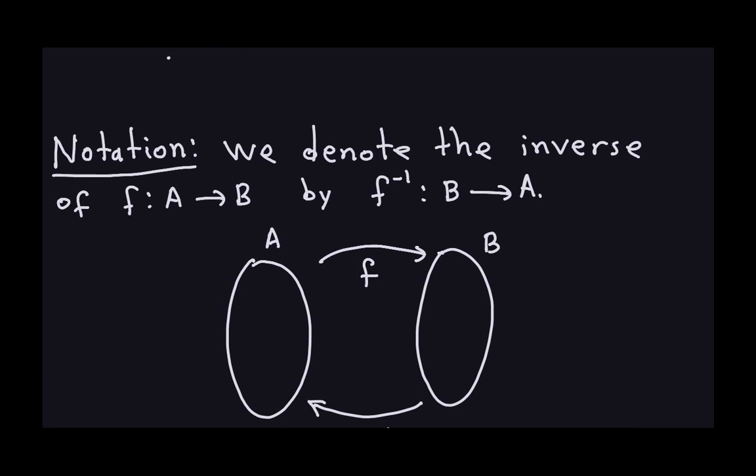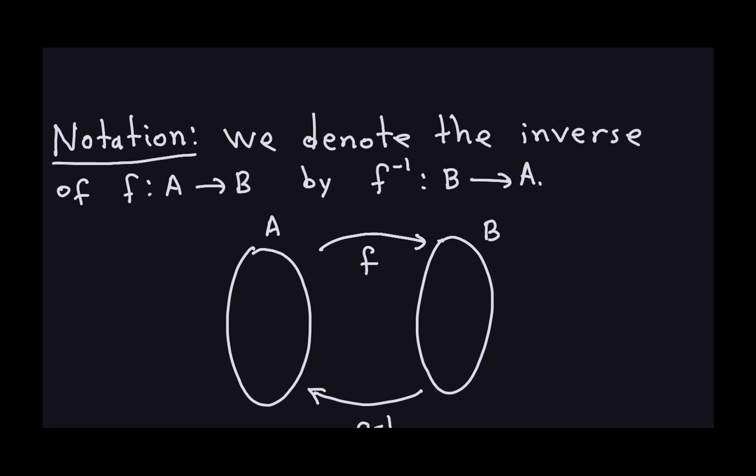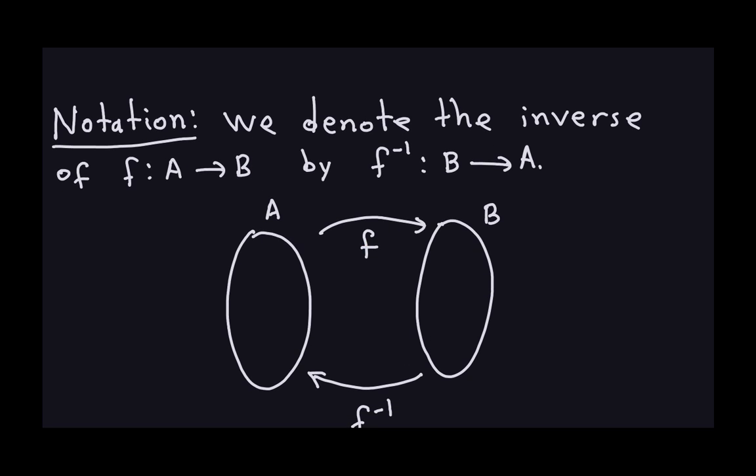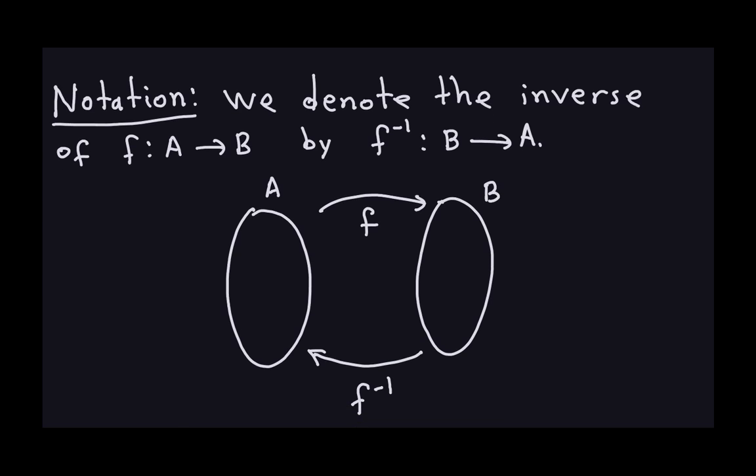So why are we talking about inverse functions here? Because if you have a function f from A to B, the inverse function we're going to denote by f inverse, which goes from B to A, so it does the opposite. Like in the picture here, if f takes elements from A and transforms those to B, f inverse will go backwards.